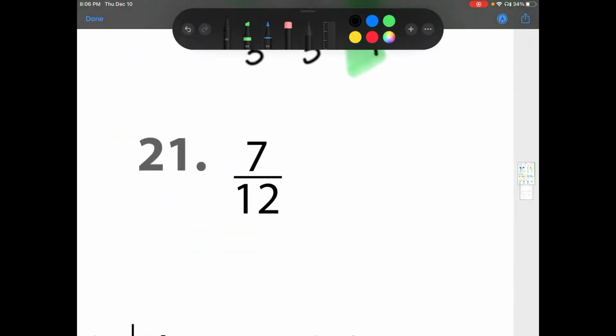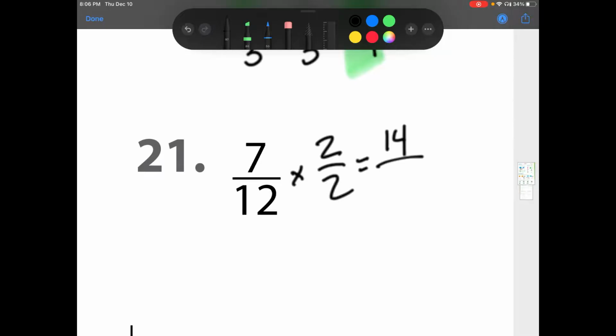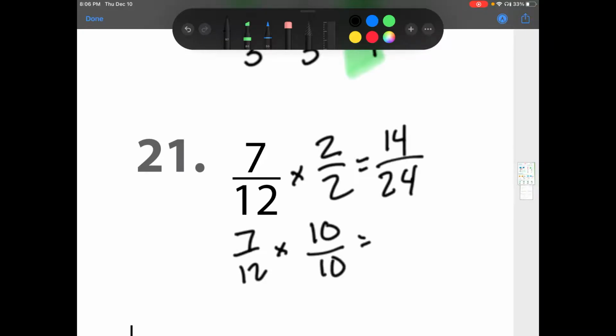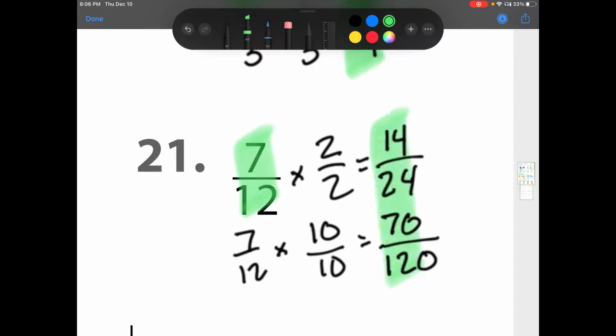Now this one's a little different because I don't know my 12's facts very well or my 7's facts, but I can multiply by 2 well. 2 times 7 is 14. 12 times 2 is 24. But I don't know my 3's facts with 12's very well, so I'm going to multiply by 10/10, because remember, it's really easy to multiply by 10. I just add a 0 on. So 7 times 10 is 70. 12 times 10 is 120. And those are my equivalent fractions.